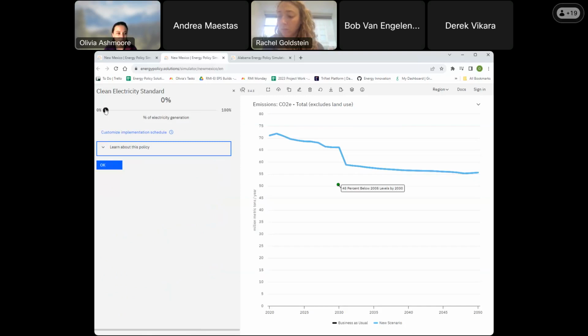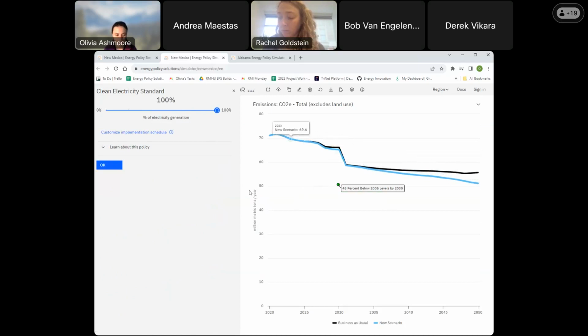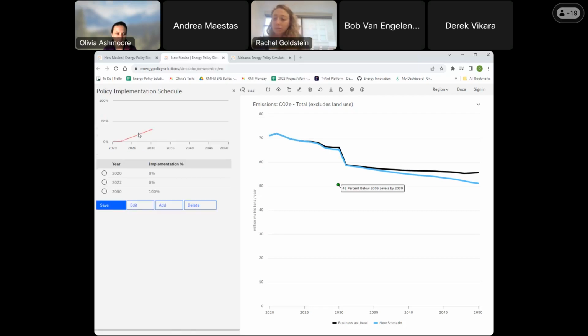So to actually turn on the policy, you're going to grab the slider bar and drag it to your desired level. I'm going to do 100% clean electricity standard. And you'll see the model will update in real time to reflect those changes. By default, this will phase in linearly, so starting in 2022 through 2050. But you can change the implementation schedule of the policy by clicking this Customize Implementation Schedule button.